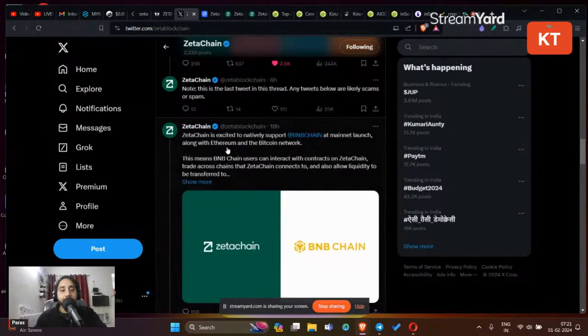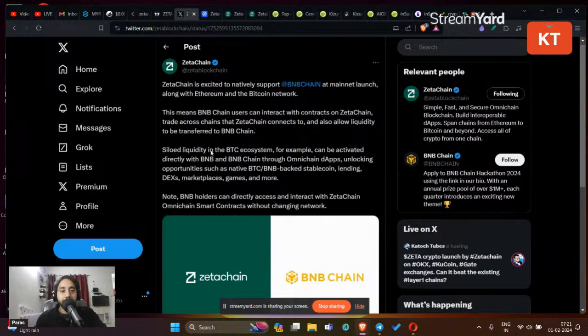They have recently announced that Zeta chain is expected to natively support BNB chain at mainnet launch, along with Ethereum and Bitcoin networks. This means BNB chain users can interact with contracts on Zeta chain, trade across chains that Zeta chain connects to, and also allows liquidity to be transferred. Let me just read it out. This one is for the BNB chain, but that is what they are doing for every chain out there in the crypto ecosystem.